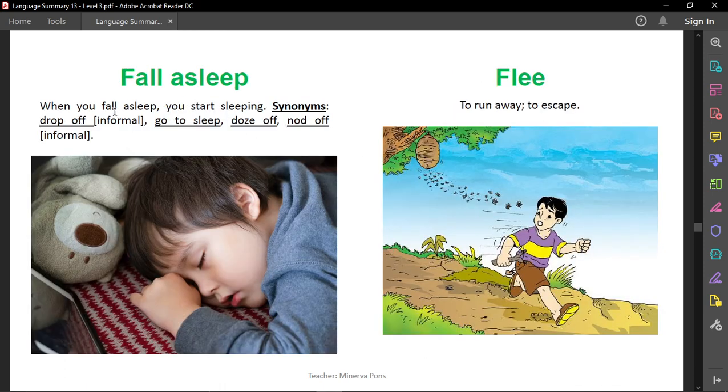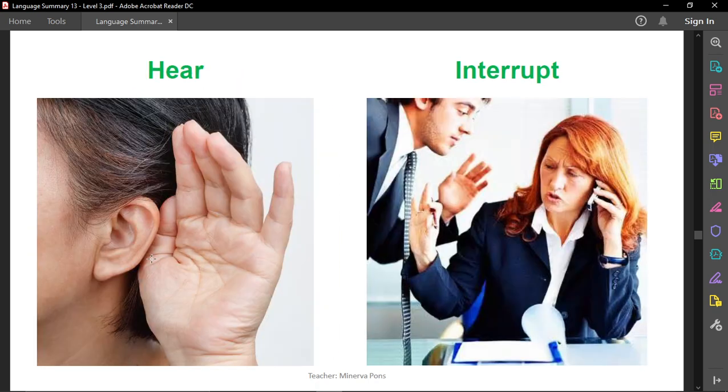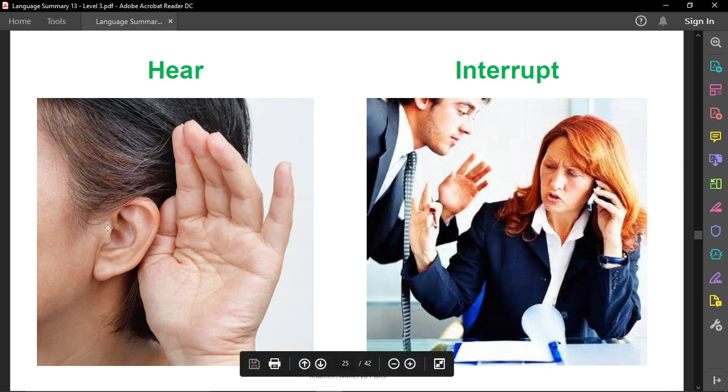Fall asleep. When you fall asleep, you start sleeping. Synonyms: drop off, go to sleep, doze off, or nod off. When you fall asleep, it's when you're starting to sleep, basically. To flee, it's to run away or to escape. Here, it's when you use this type of sense, the auditive sense, it's when you hear.